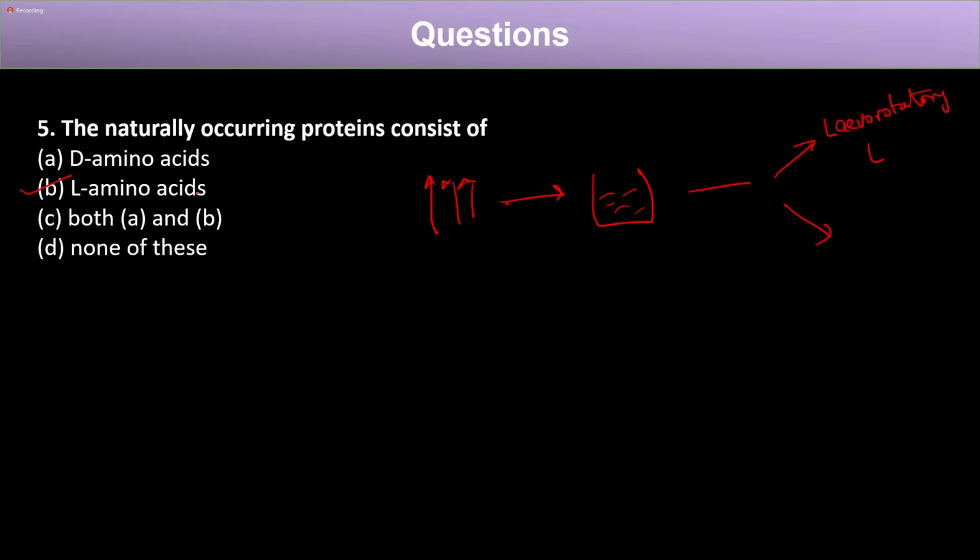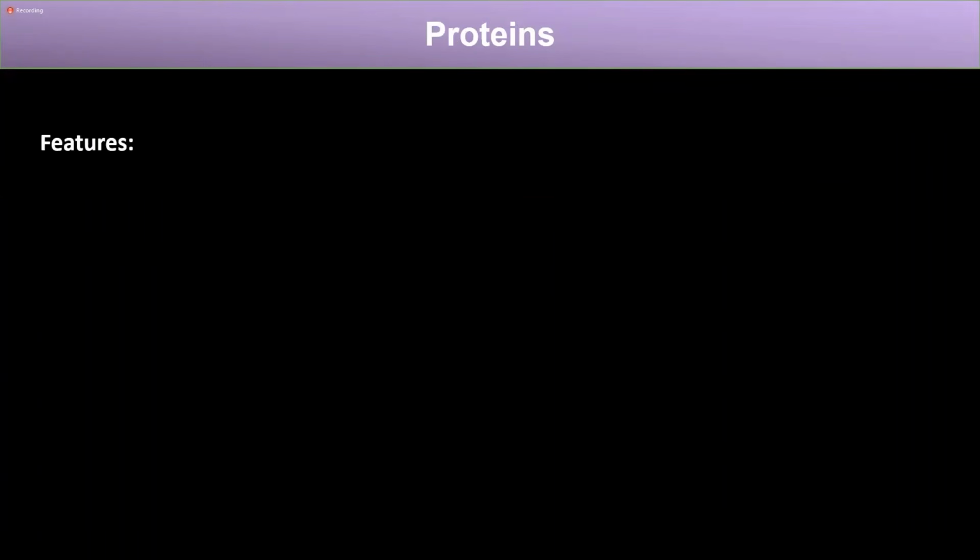Okay. So with this, we have completed our amino acid part. Now, the next thing that we will see is proteins. So, what are proteins? Proteins are nothing but chains of amino acids, right? This we have understood till now. Now, what are the typical features of proteins? The first feature of protein is that it is a biomacromolecule. Proteins are biomacromolecules.